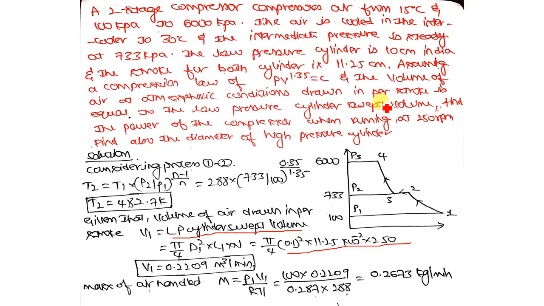So the swept volume of the LP cylinder, in either way, the volume drawn at the inlet, V1, is equal to 0.2209 meter cube per minute.